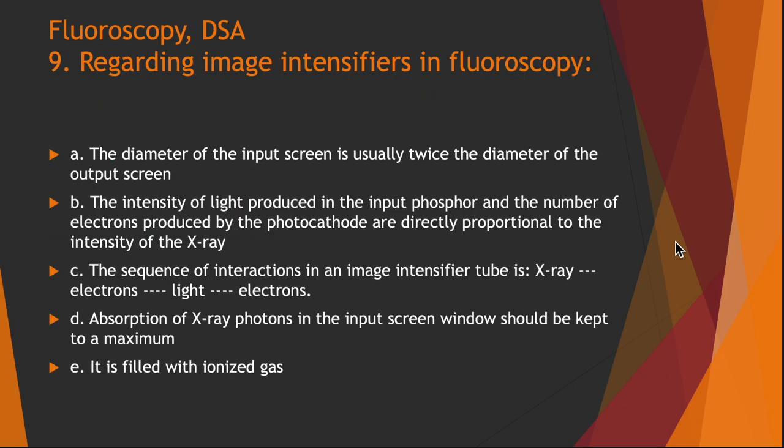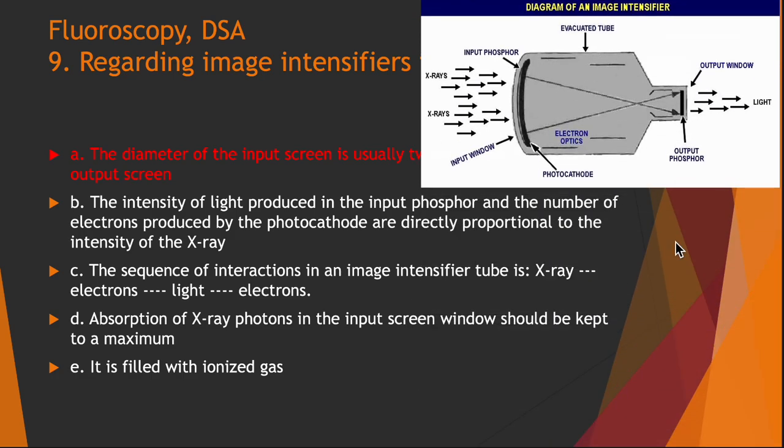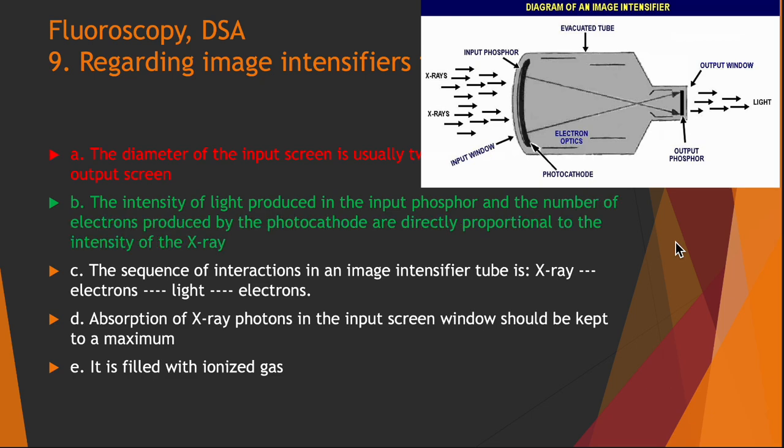Question 9, regarding image intensifiers in fluoroscopy, the diameter of the input screen is usually twice the diameter of the output screen. The answer is false, because usually the input is 8 to 10 times the size of the output screen, as seen here. The second statement: the intensity of light produced in the input phosphor and the number of electrons produced by the photocathode are directly proportional to the intensity of the X-rays. It is true, because the more photons put over the phosphor, the more light will be produced, and the more electron production.